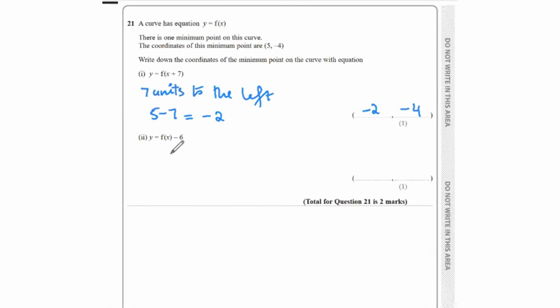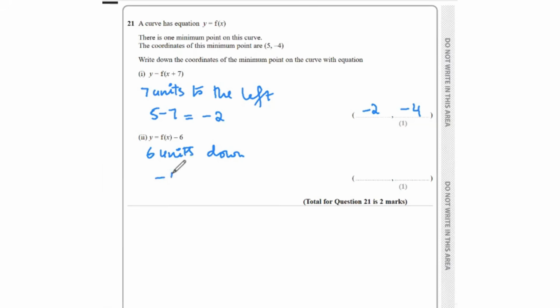And for the next case, it's y equals f of x minus 6. Now we're moving 6 units down. So if something is being directly added or subtracted to the function, you're moving the curve up or down. When it's added, you move up. When it's subtracted, you move down. But if something is being directly added or subtracted from x, you're moving horizontally. If you add something to x, you move to the left-hand side. If you subtract something from x, you move to the right-hand side. So for x, the order is opposite.